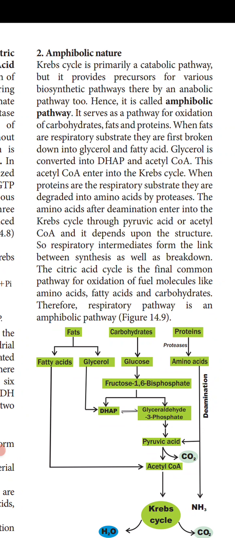When proteins are the respiratory substrates, they are degraded into amino acids by proteases. The amino acids, after deamination, enter into the Krebs cycle through pyruvic acid or acetyl coenzyme A, depending upon the structure. So respiratory intermediates form the link between synthesis as well as breakdown. The citric acid cycle is the final common pathway for oxidation of fuel molecules like amino acids, fatty acids, and carbohydrates.